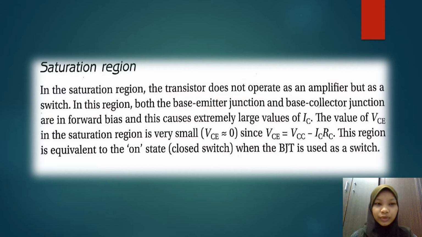Okay. Untuk saturation region. In the saturation region, the transistor does not operate as an amplifier but as a switch. In this region, both the base emitter junction and base collector junction are in forward bias, and this causes extremely large values of IC. The value of VCE in the saturation region is very small. VCE equal kosong, since VCE equal VCC tolak ICRC. This region is equivalent to the on-state closed switch when the BJT is used as a switch.